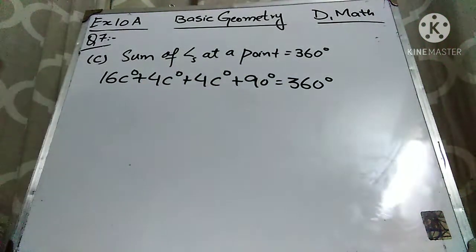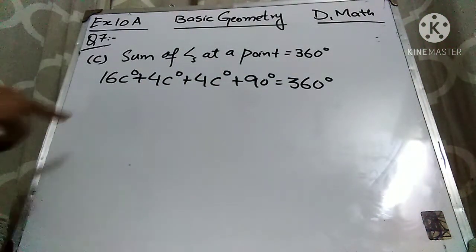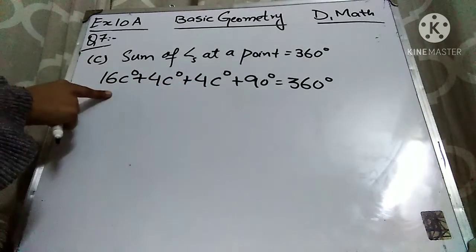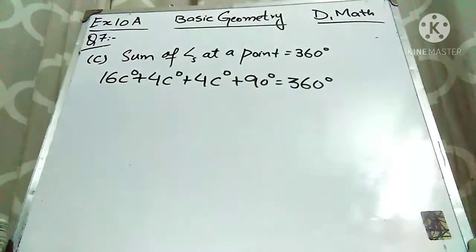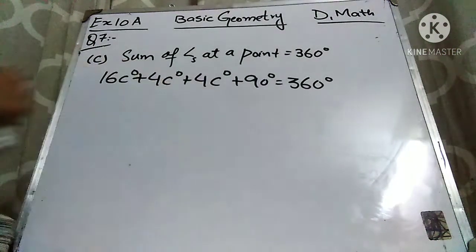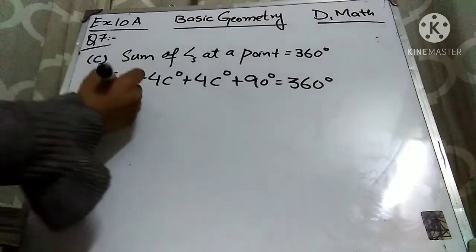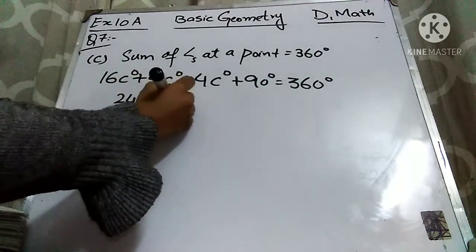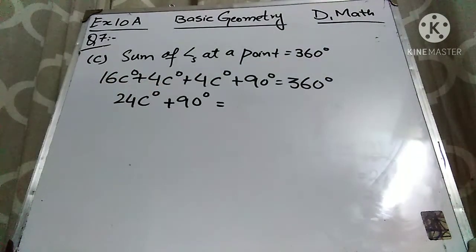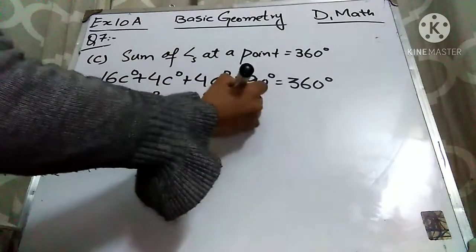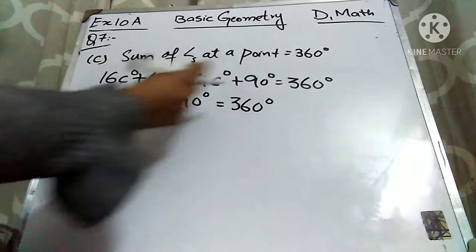Now I will add up. Okay, students, I will add like terms together. This C, C and C, these three are the like terms. So I will add them together. 16 plus 8, as 4 plus 4 is 8. 16 plus 8 will be equal to 24. So 24C degrees plus 90 degrees is equal to 360 degrees. We have to find out the value of C.